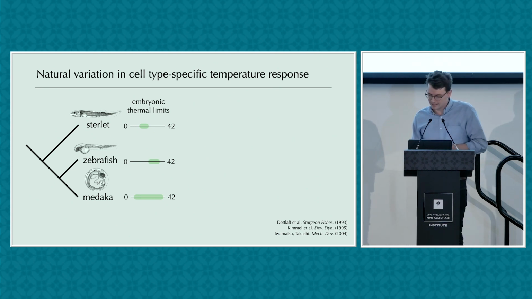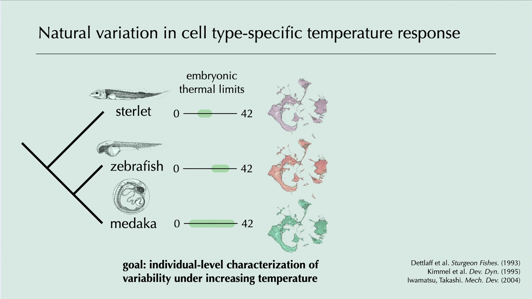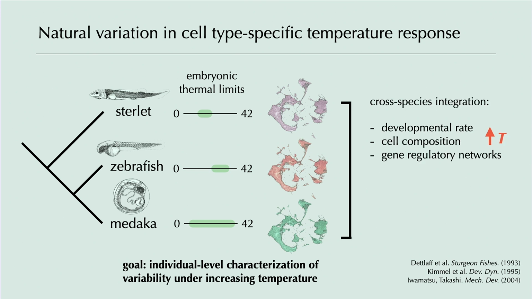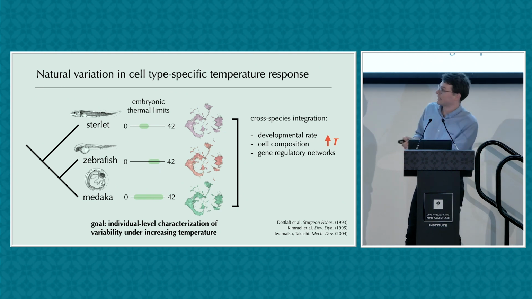So we're interested in these sources of these different phenotypes, and we're planning now to build atlases, much like the one I showed you, for both normal and elevated temperature, to figure out which cell types might be responsible for these differences. And the advantage of doing a kind of cross-species data integration is that we can associate not only transcription levels, but also developmental rate, as I pointed out, which differs at high temperature, and also the cell composition of these animals, if that has anything to do with their resilience to high temperature.